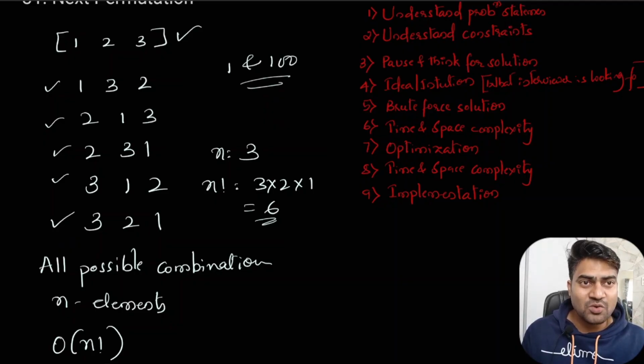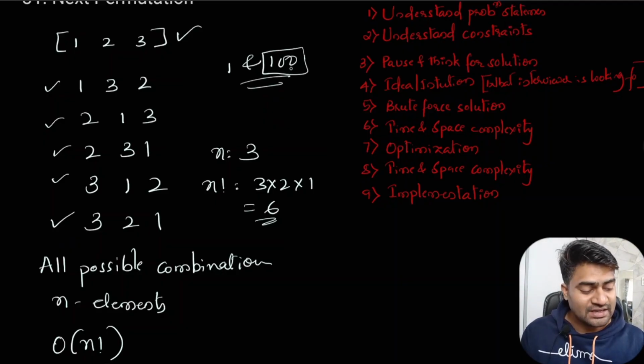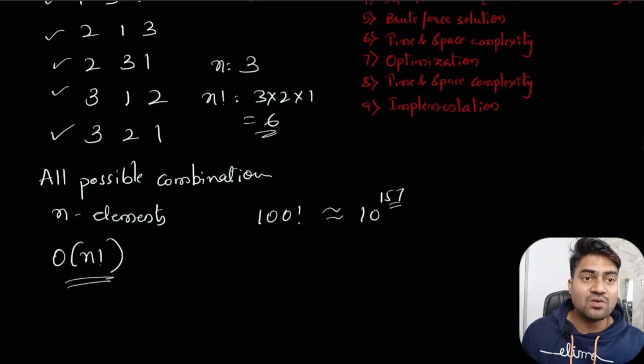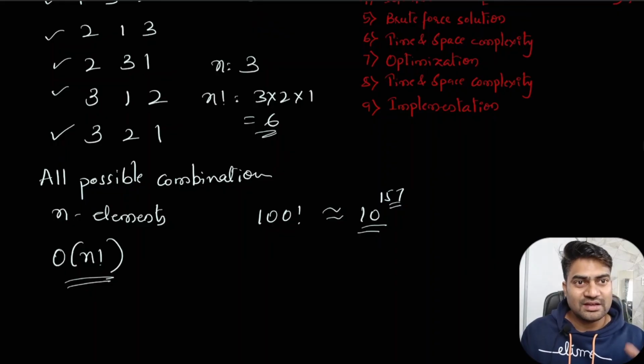So this is a small example which contains only 3 numbers, but in our problem statement, the array contains a maximum of 100 elements. If we consider 100 elements, then it will be 100 factorial, which is close to 10 raised to 157 or more. So this is a very costly algorithm. If you consider more numbers, it keeps on growing like anything. That's where this solution is not the intended one.